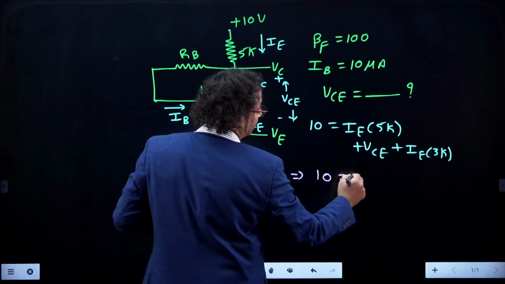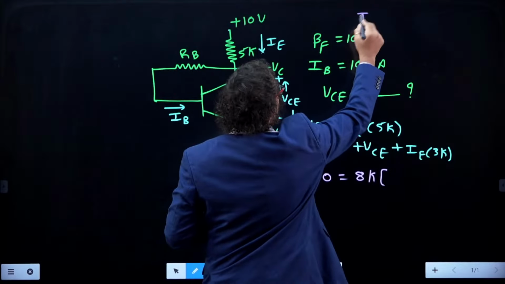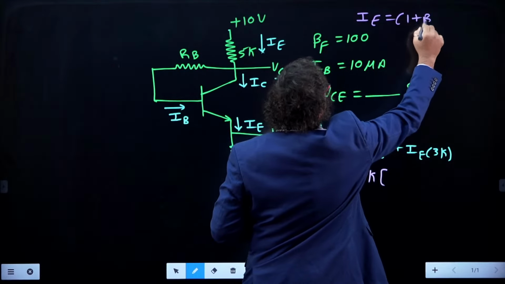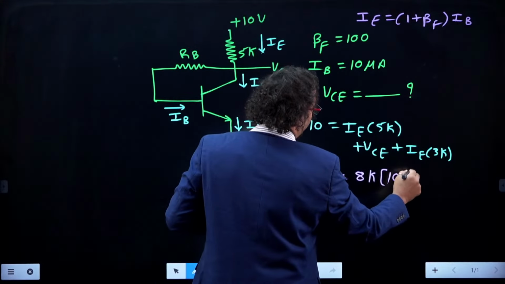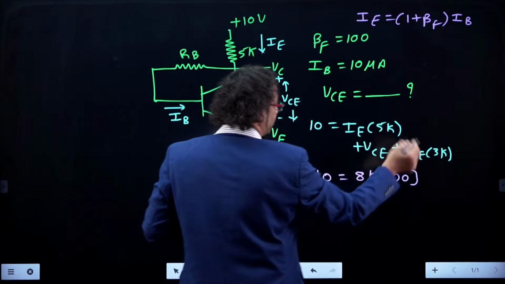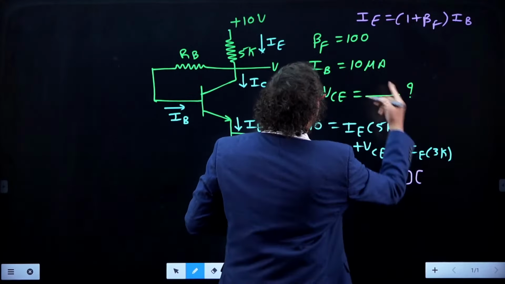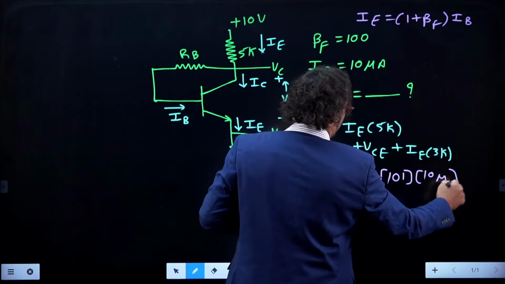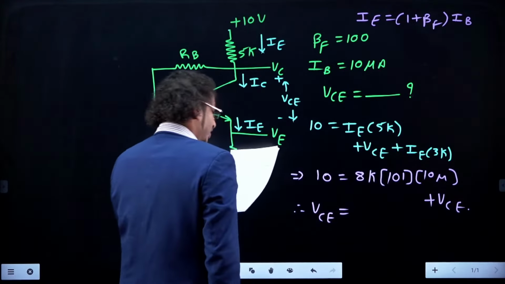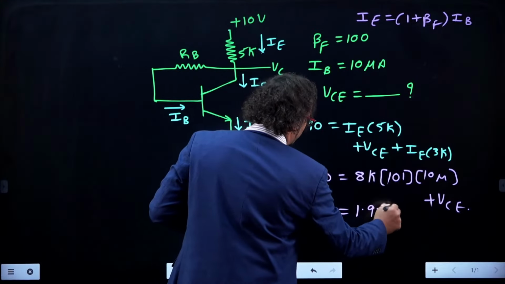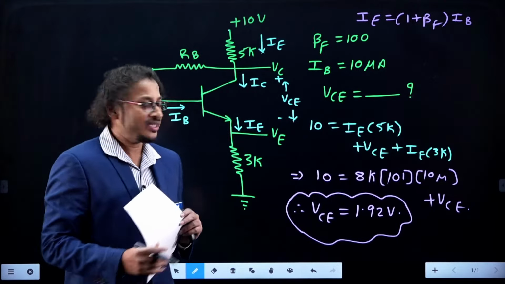So 10 is equal to 5 plus 3, 8K, into what the examiner has provided, IB. I hope you know IE is nothing but how much, dear students? 1 plus beta F times IB. Am I right here? Beta F is 100, right? So 8K into 100, I'm going to say 1 plus beta, so it must be 101 into IB. IB is how much? 10 micro, plus VCE. That's it. I hope we are able to find the answer from here. By solving, I understand we are getting 1.92 volt. You please check whether you got the same answer or not. So the answer for this given question is 1.92 volt.